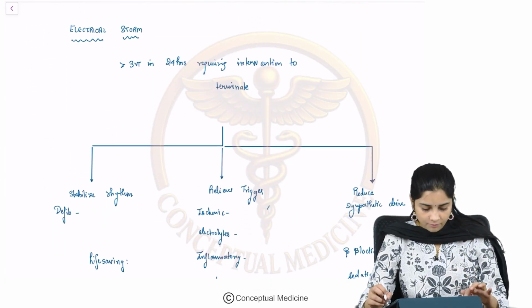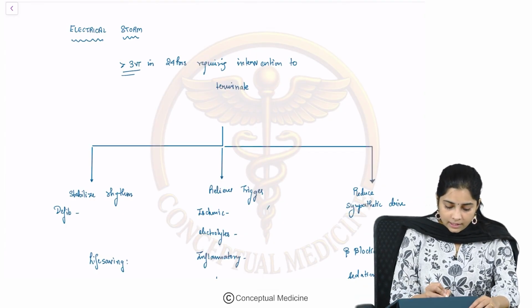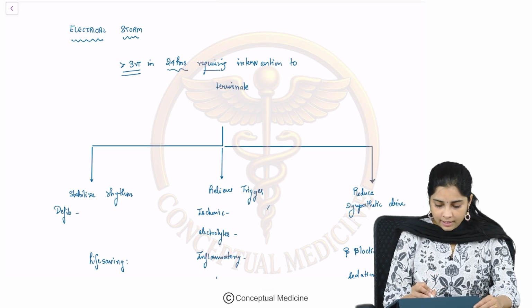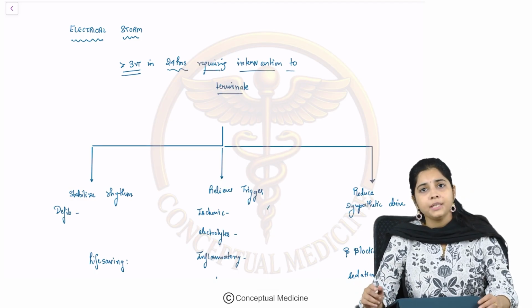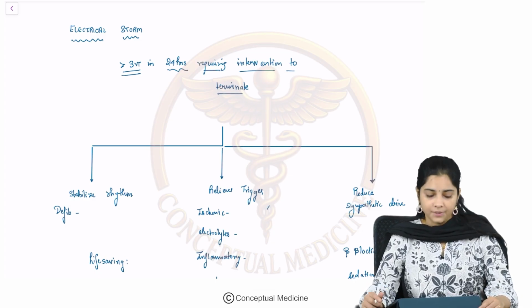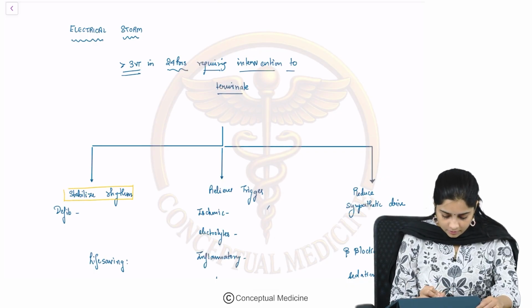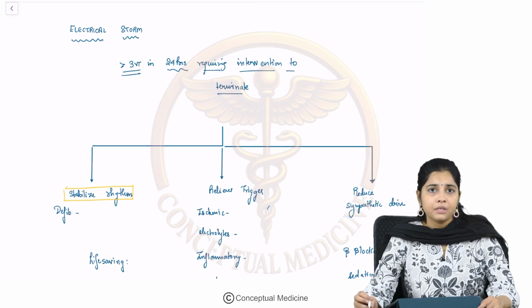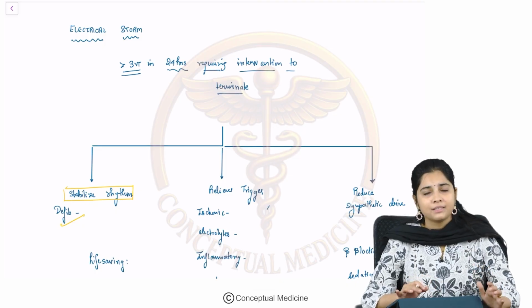Now, let us understand what an electrical storm is. When more than 3 episodes of ventricular tachycardia occur within 24 hours and require intervention to terminate, this is what we call an electrical storm. So, how do you manage an electrical storm? First thing, you have to stabilize the rhythm. So, you defibrillate the patient so that you stabilize the rhythm.